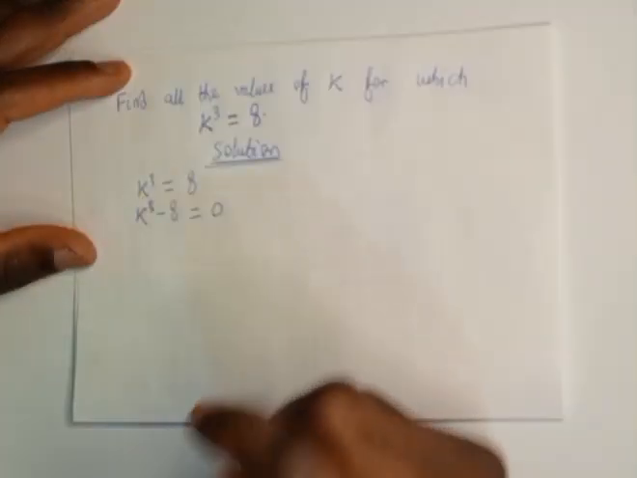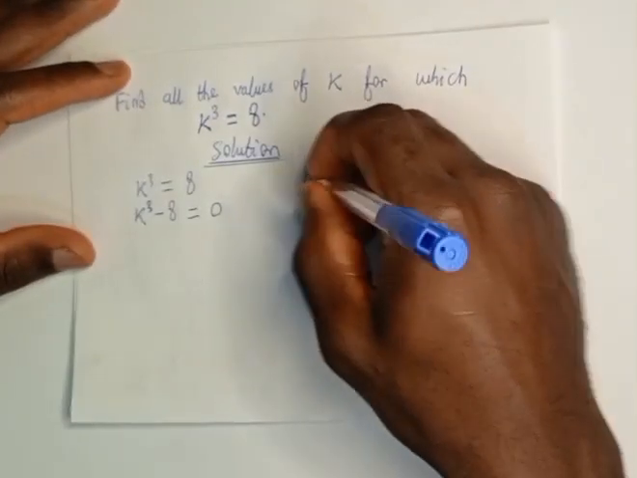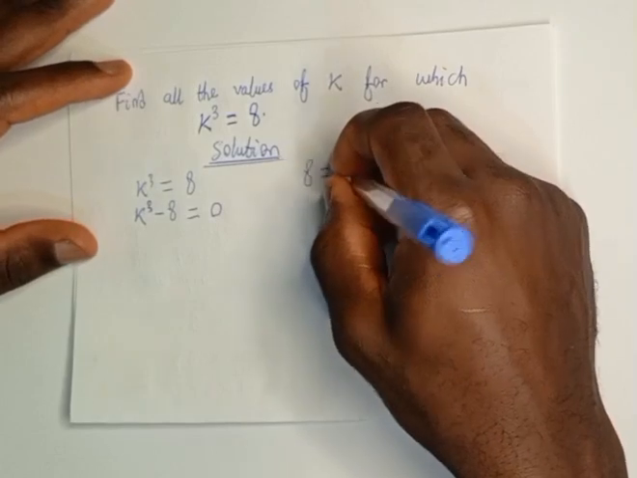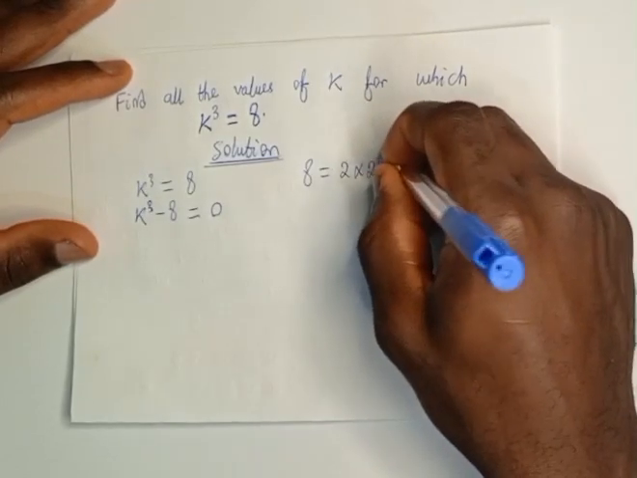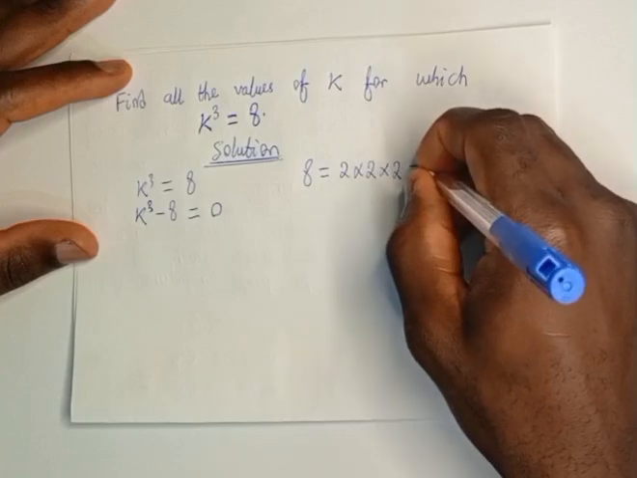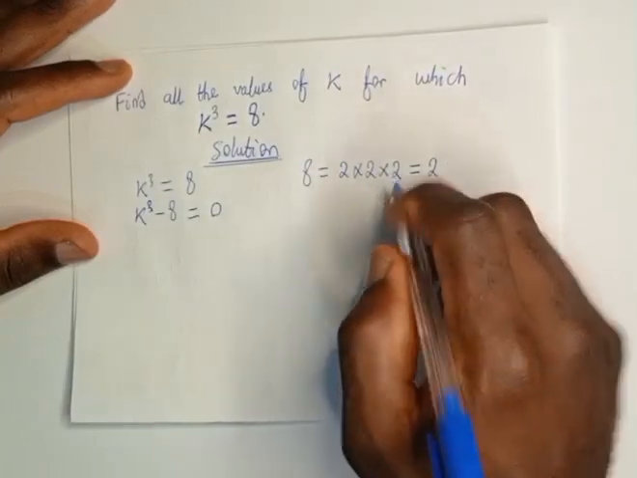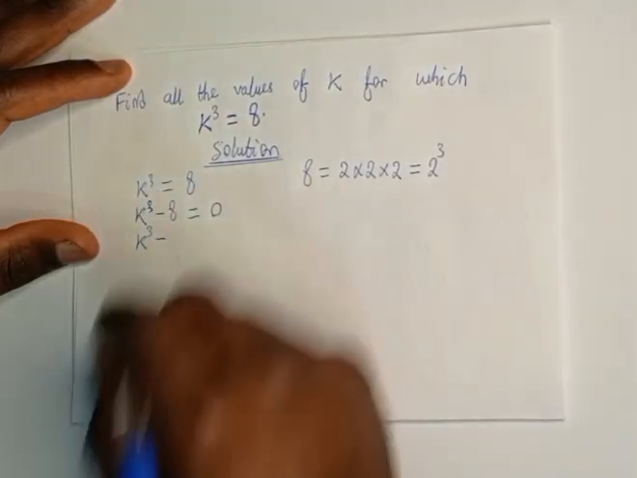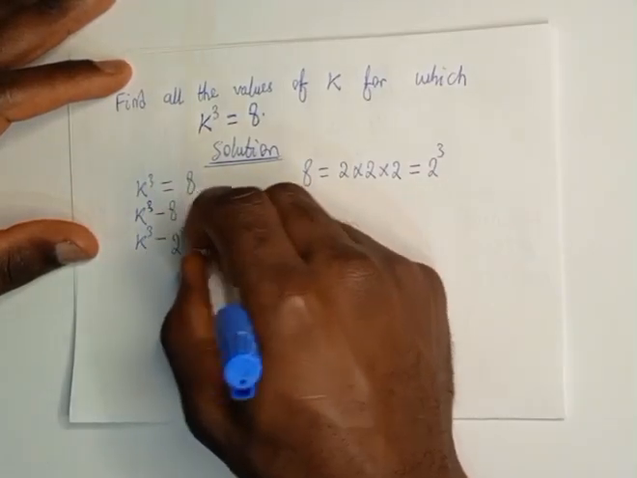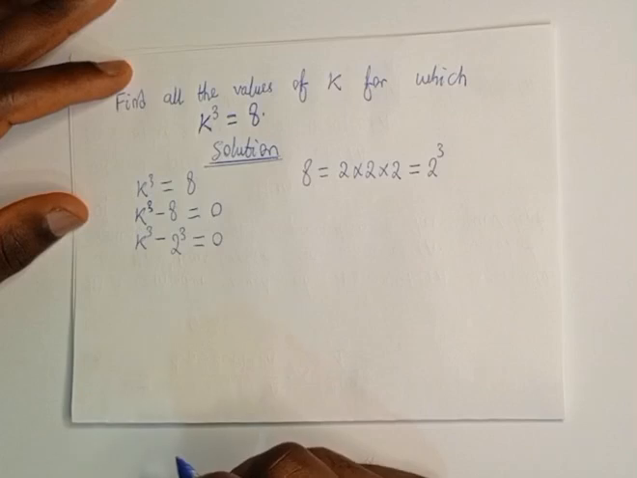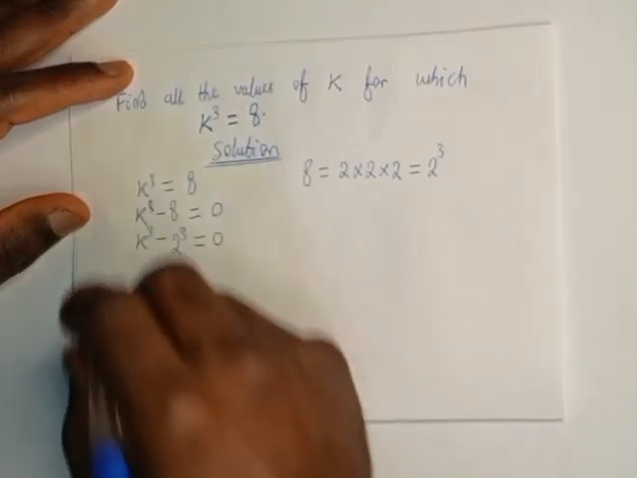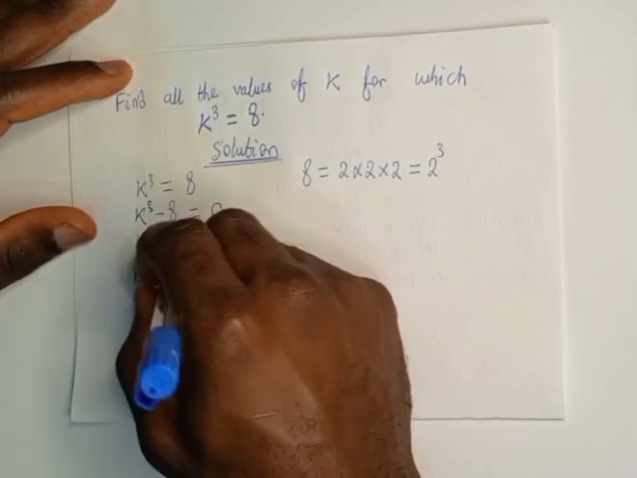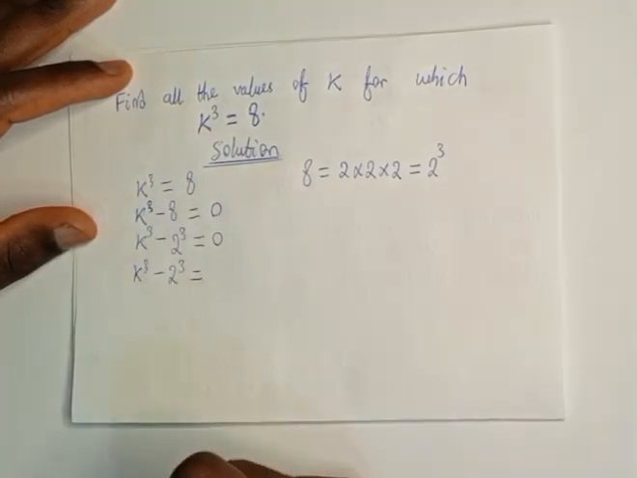The number 8 can be expressed in index form with 2 at the base. 8 is the same as 2 times 2 times 2. In index form, it is simply 2 raised to the power 3. We are going to replace 8 with 2 cube, and this will give us k cube minus 2 cube is equal to 0. k cube minus 2 cube is a difference of 2 cubes.